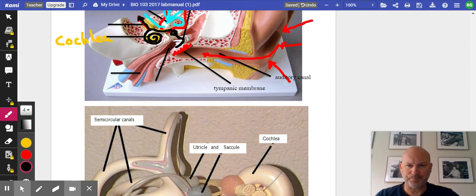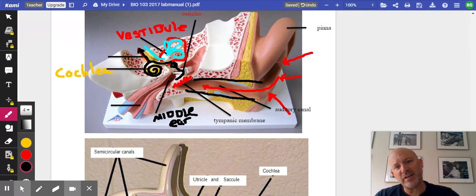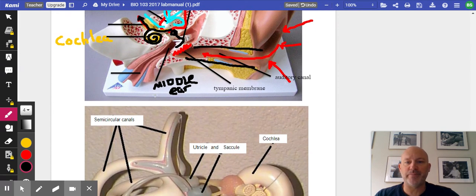All right. This is the middle ear here. All this structure in between the cochlea and the tympanic membrane, this is middle ear. Everything on this side is outer ear, and everything on the other side of the stapes, so the cochlea, the vestibule, the semicircular canals, is all inner ear.